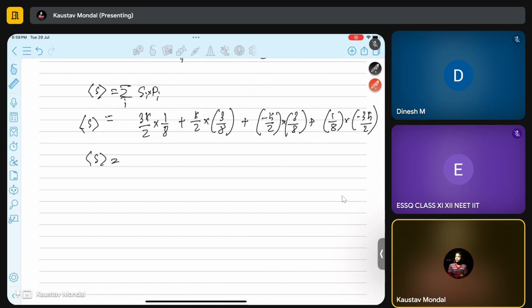Now if you calculate all of this, it basically gives you 0, because this gives you 3h cut by 16, this also gives you 3h cut by 16, this gives you minus 3h cut by 16, this also gives you minus 3h cut by 16. So total value will be 0. Okay.